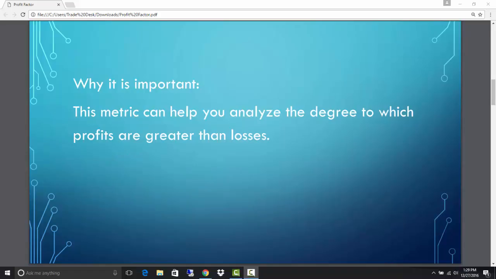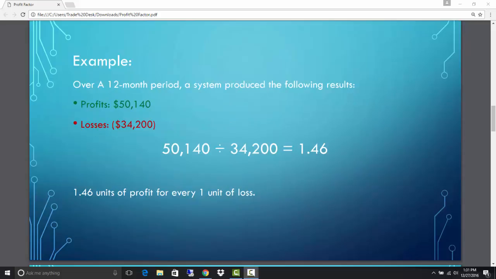Now, why is a profit factor so important? Simply put, it's a metric that can help you analyze the degree to which profits are greater than the losses. Let's take a look at a hypothetical example. For instance, let's say a system over a 12-month period produced the following results.